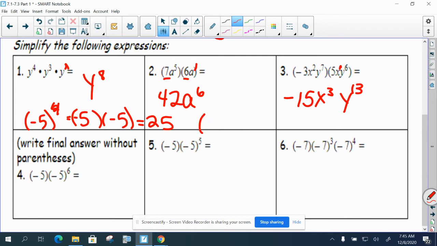But if you have an odd exponent, so for example, negative 5 to the 3rd, then there will always be 1 negative left over.